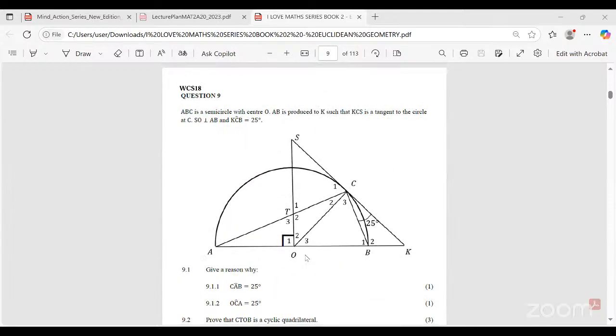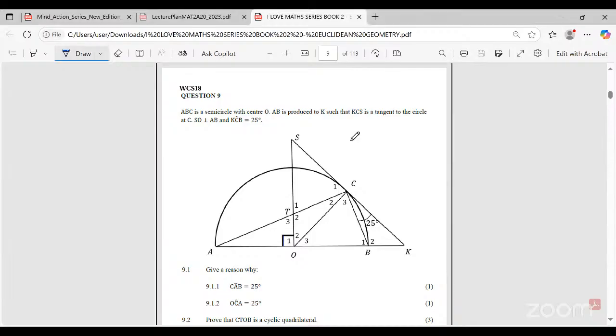So this question, I think, is the Western Cape one, 2018. They are saying there, ABC is a semicircle with center O. AB is produced to K such that KC is a tangent. This is important information, and also this one. OC is also important information. KCB is equal to 25 degrees.